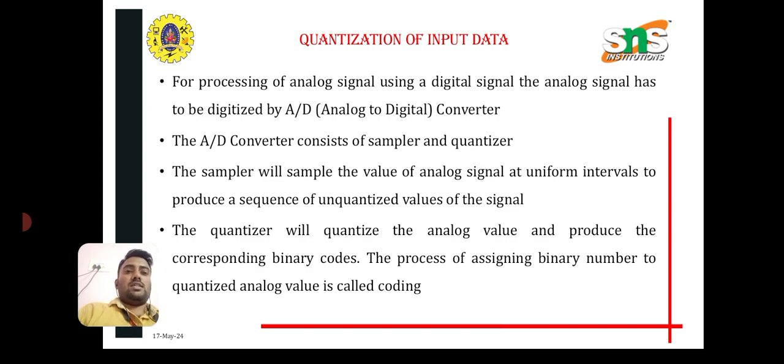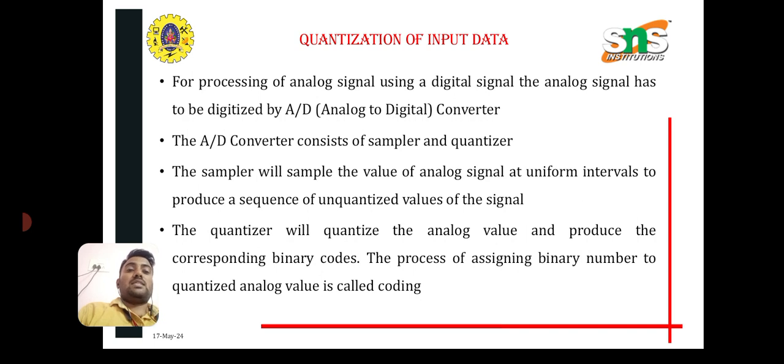Quantization in digital signal processing is a crucial process that converts continuous-valued signals into discrete values suitable for digital computation. This step is essential in the digitization of analog signals, enabling their storage, transmission, and processing using digital systems. Okay. The A to D converter consists of a sampler and quantizer.